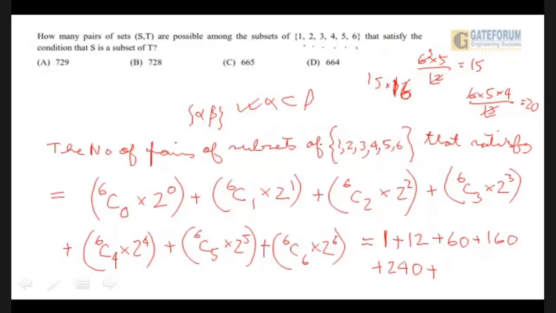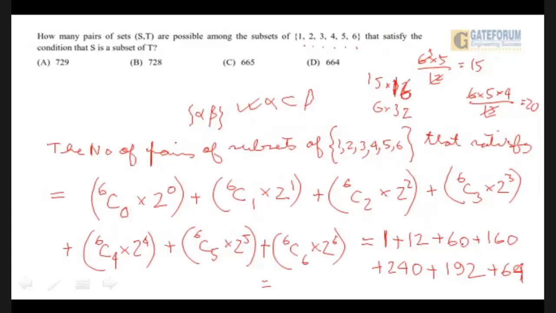Then will come 6C5, which is nothing but 6C1, which is 6. 6 into 32. So that would be 192. And the last, 6C6 is 1 and 2 to the power 6 is 64. So this is 64. Let us find the total of these.